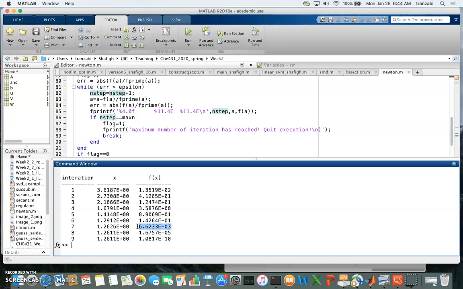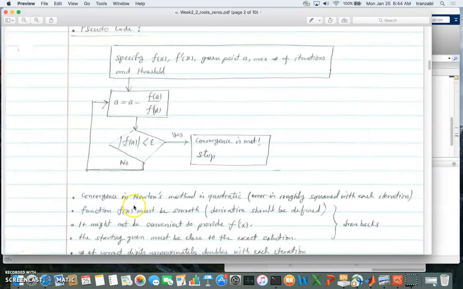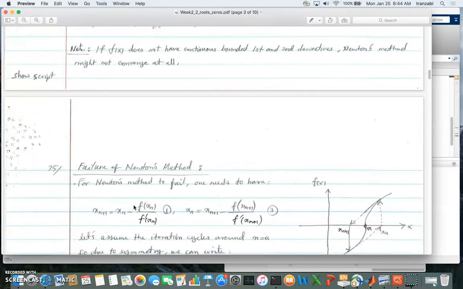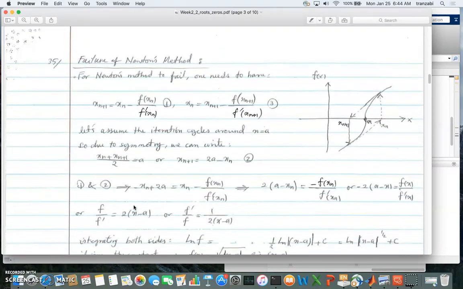However, we need to know the derivative of a function. Sometimes finding the derivative is difficult. So the way to go about it, if you do not want to calculate the derivative, is to use the secant method. The secant method is very similar to Newton's method. The only difference is we do not need to know the derivative.